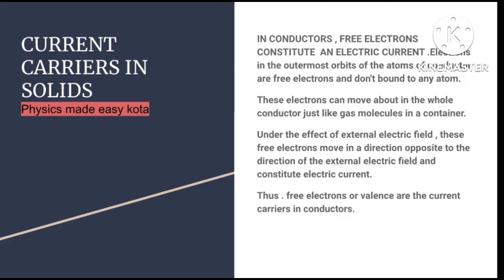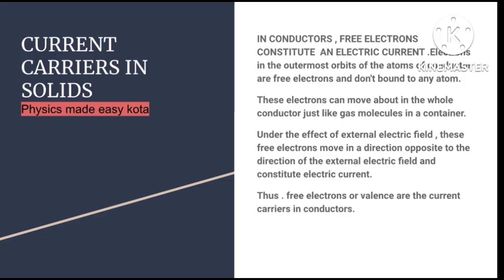But under the effect of an external electric field, these free electrons move in a particular direction, that is, in the direction opposite to the direction of the external electric field, and in this way the electric current is formed. So we can say that the free electrons or the valence electrons are the current carriers. Due to their motion, there is a formation of electric current.